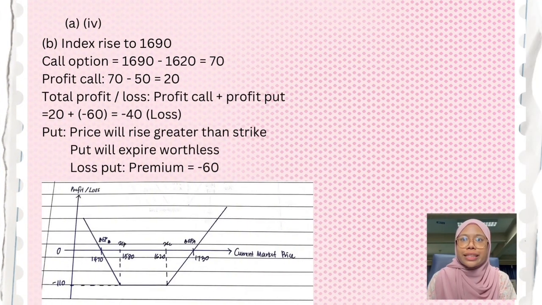Question asks for the index rise to 1690. We do the call option and get the 70, and then we do the profit put and we get the 20, and the total profit or loss we get negative 40, which is still loss. So the put is price will rise greater than strike, and put will expire worthless. So the loss put is premium, which is still negative 60. So this is the graph that I've done.